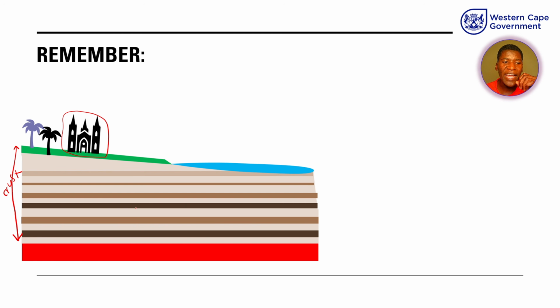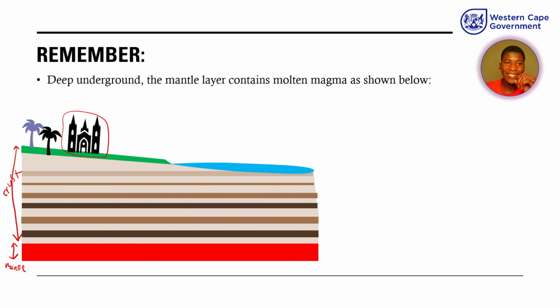And then the layer that follows the crust is known as the mantle. So the mantle is just the next layer here. Remember, we said last time that deep underground we have a mantle layer, and this mantle layer has got something that is known as molten magma.